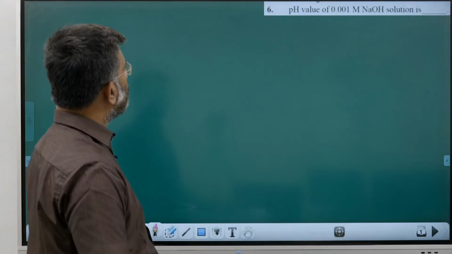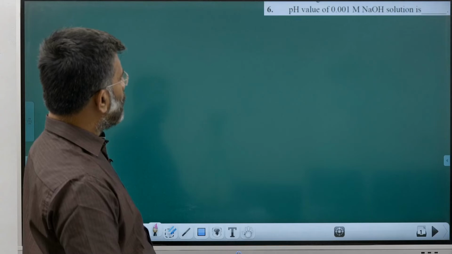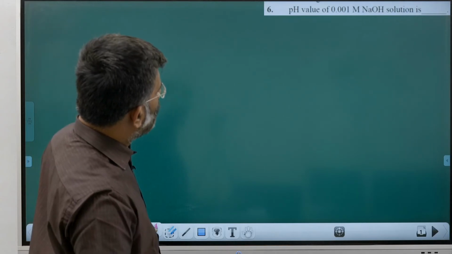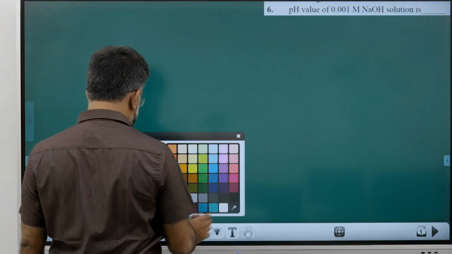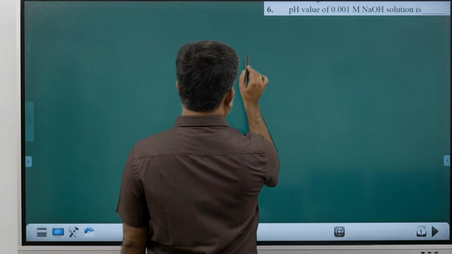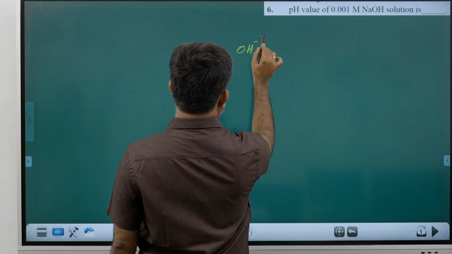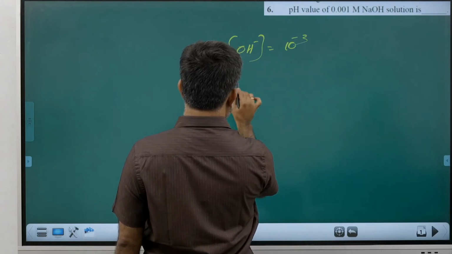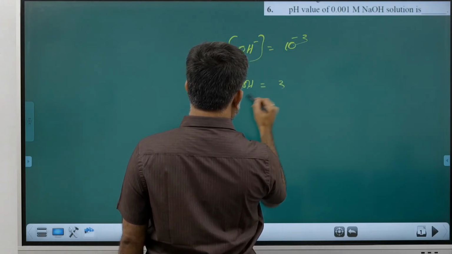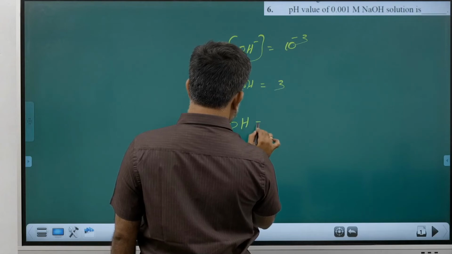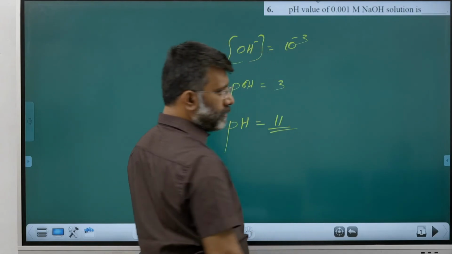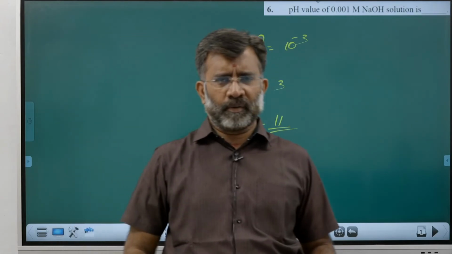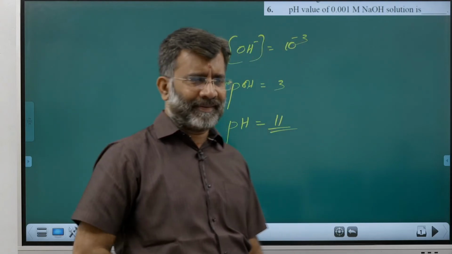Sixth one. The pH value of 10 power minus 3 molar NaOH is, see, OH minus concentration is 10 power minus 3. Therefore, pOH is equal to 3. Therefore, pH is equal to 11. Very simple question.